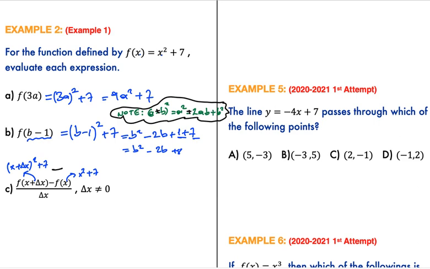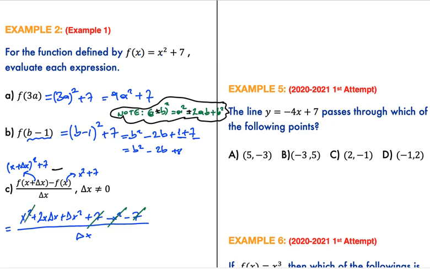Let's expand this by using this expansion rule. x squared plus 2 times x times delta x plus delta x squared is how we expand this, plus 7. And this minus belongs to the whole expression, which is x squared plus 7, so we should distribute this minus to the bracket. Negative x squared, negative 7, divided by delta x. Now cancel out the common factors. Do you have any common factor? The same numbers, opposite numbers I mean. 7 and negative 7 cancel out.